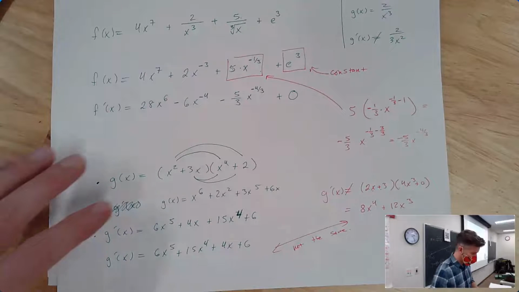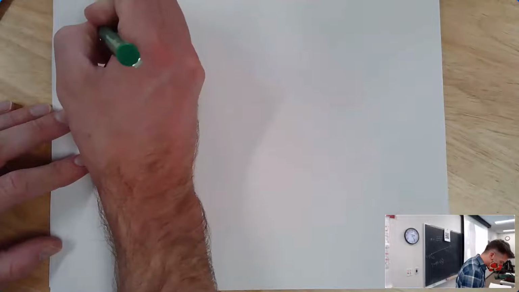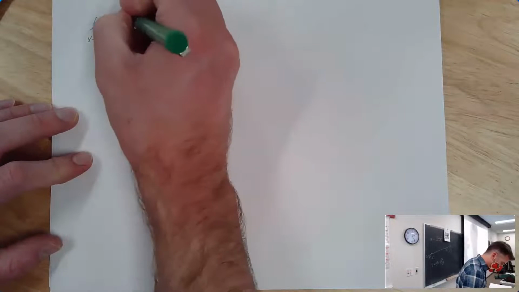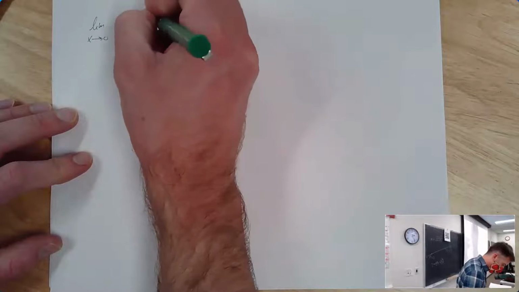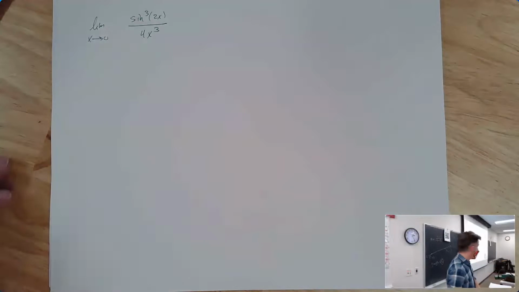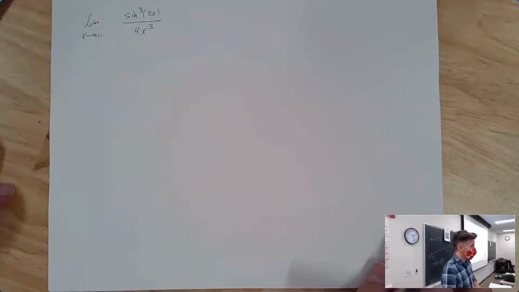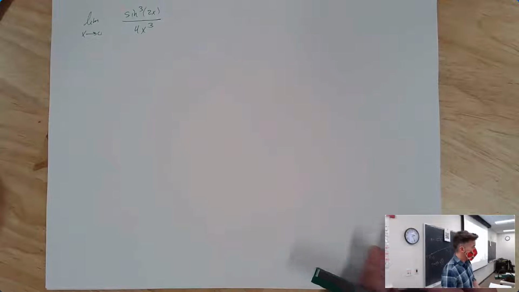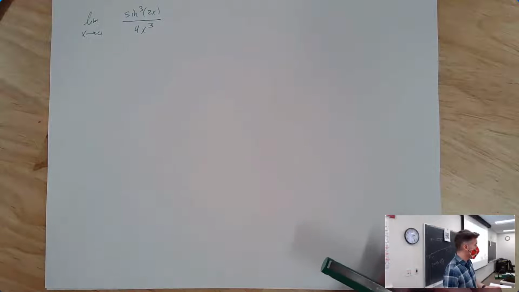In fact, just as a quick aside here, a limit like this, say sine cubed of 2x over 4x cubed, you could definitely use L'Hopital's rule 3 times, and it would be incredibly awful. There's a much simpler way of doing a limit like this.